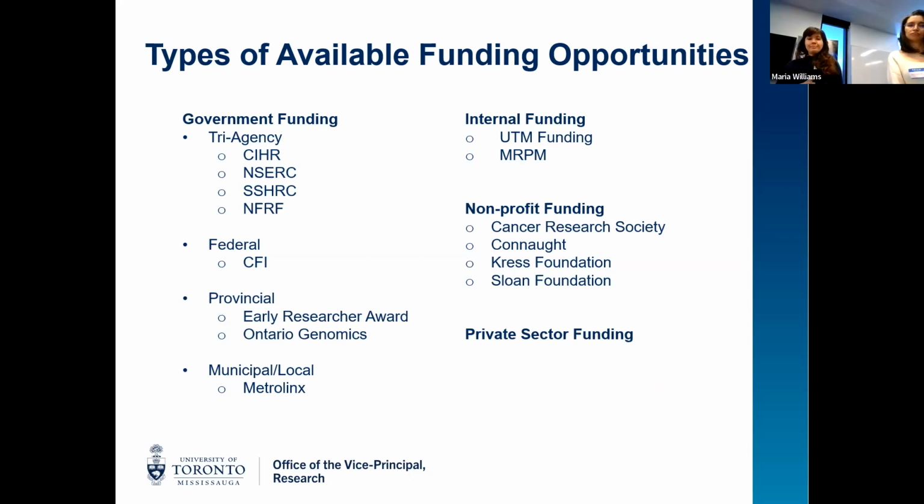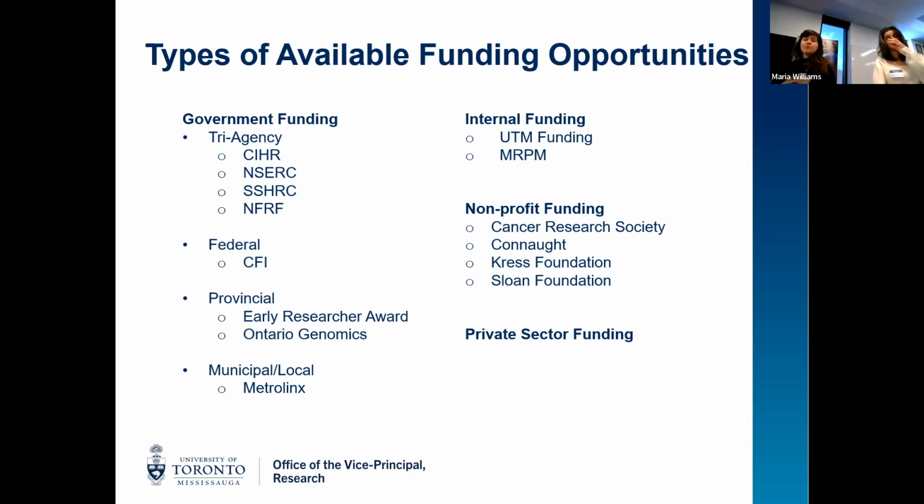And so in addition to the government funding, there are internal funding sources. So UTM offers many sources of funding through research planning grants, grants that provide in-kind and matching contribution for other funding opportunities. U of T itself also has grant opportunities, such as a Major Research Project Management Fund, which provides funds for grant development and hiring a project manager.